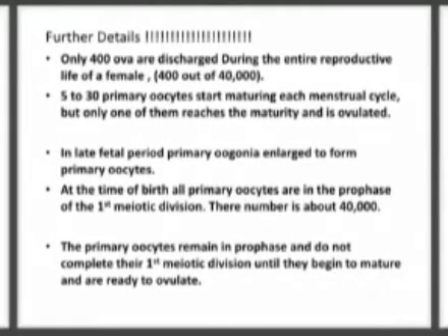Further details. Only 400 ova are discharged during the entire reproductive life of a female. 40,000 ओवा में से 400 जो हैं वो डिस्चार्ज होते हैं in the entire reproductive life of a female. 5 to 30 primary oocytes start maturing each menstrual cycle, but only one of them reaches maturity and is ovulated.